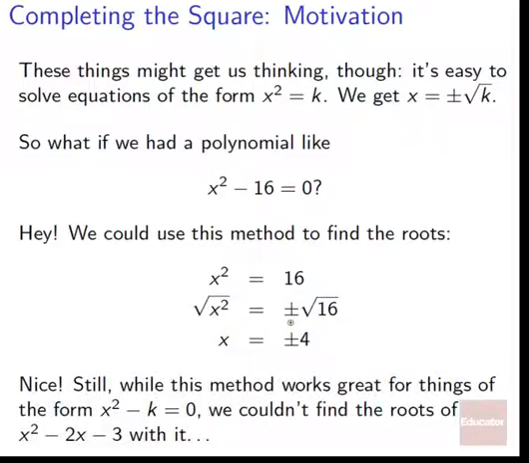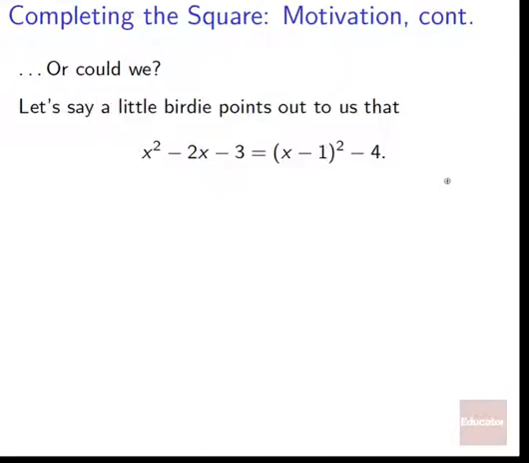This method works great for x squared minus k equals 0 because we just move it over and we get x squared equals k, at which point we take the square root and introduce that plus minus. But we couldn't find the roots of x squared minus 2x minus 3 with it because we can't just move it over, so that's too bad. Or could we? Maybe there is a way.